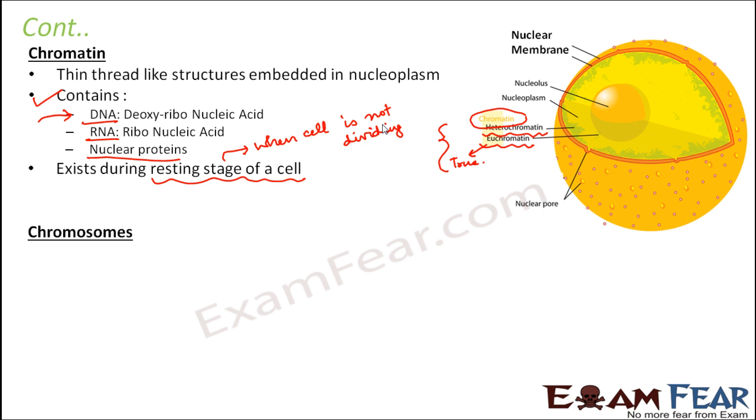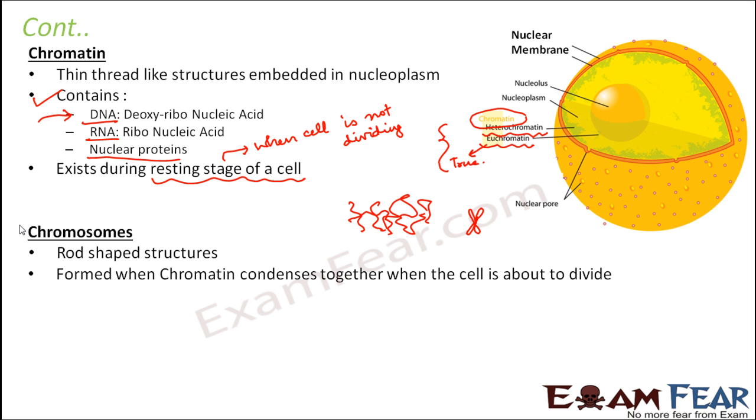Now we will talk about chromosomes. These are rod-shaped structures. Chromatin are thin, thread-like structures, but chromosomes are rod-shaped structures, somewhat like this. Many chromatin join together to form such rod-shaped structures. They are formed when chromatin condense together as the cell is about to divide, and that is when chromosome formation takes place. The cell is now moving from the resting stage to the dividing stage.